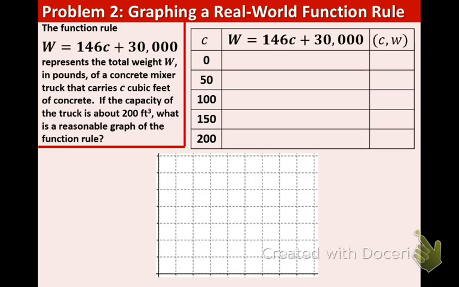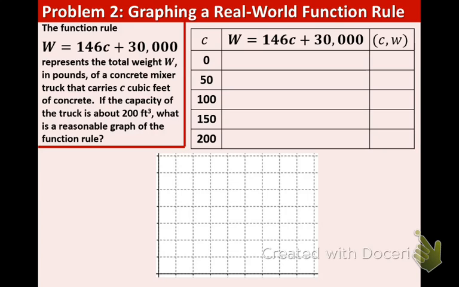As you can see, we have a table ready to go, and we also have a graph. So before we get to the graph, let's do the table. That will really help us figure out what coordinate pairs we should plot. So we have the table ready. We want to use C values of 0, 50, 100, 150, and 200.